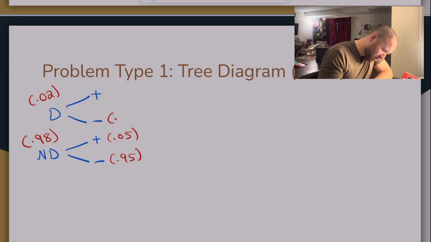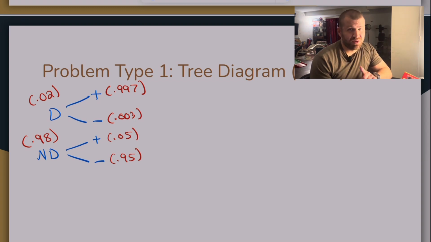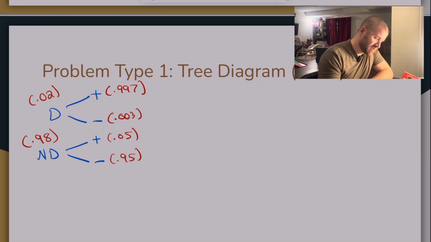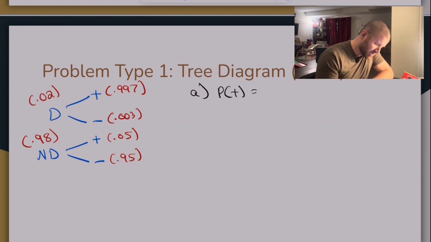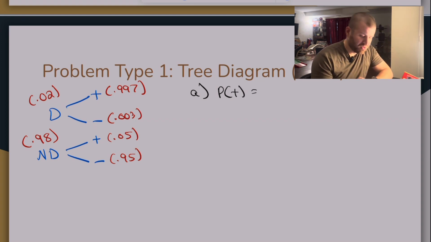And then the false negative rate is 0.3%. And that is very, very important. Not 30%. It's not 0.3. It's 0.003. And so, in this particular case, for part A, what is the probability that someone will test positive?